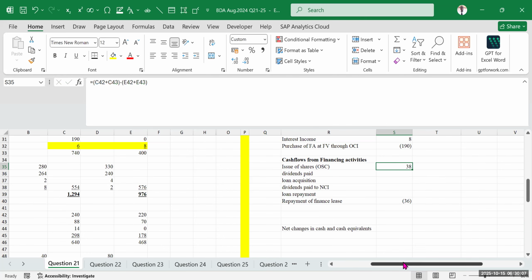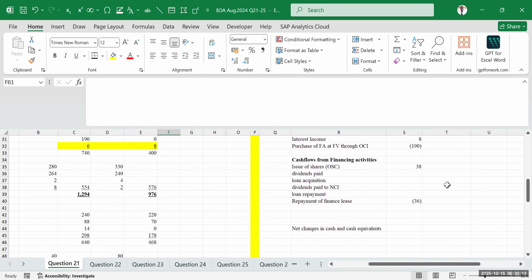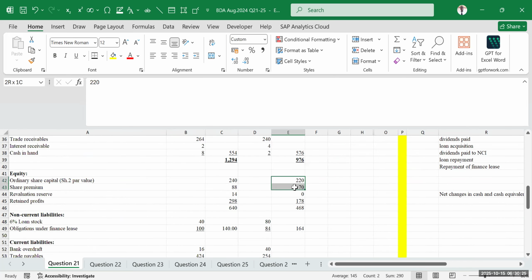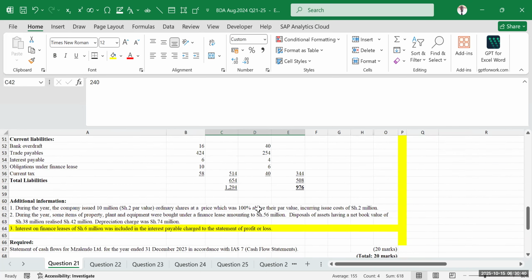But remember, they've told us they also incurred some cost when issuing these shares, so we have to make sure we do not forget about the cost of the issue. The issue of the shares that realized this 38 million has already been recognized. How did we know that? Because of the movement in the share capital account. It moved from 220 to 240. Share premium also increased from 70 to 88, meaning the issue above the par value was already recognized. The only thing we have to check is, was the issue cost recognized? The issue cost has not been recognized in this case.